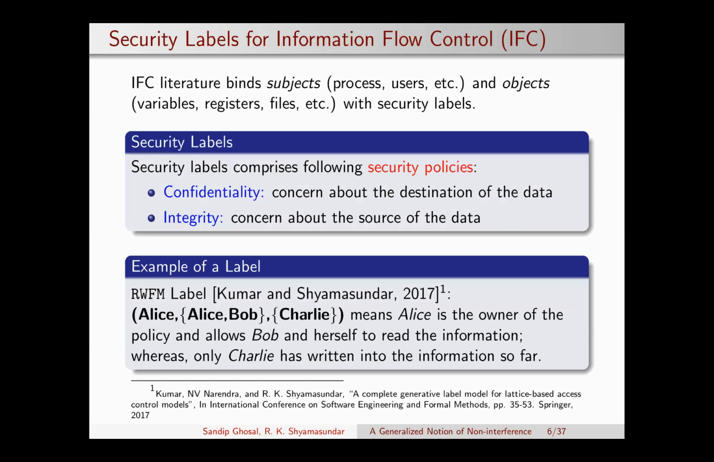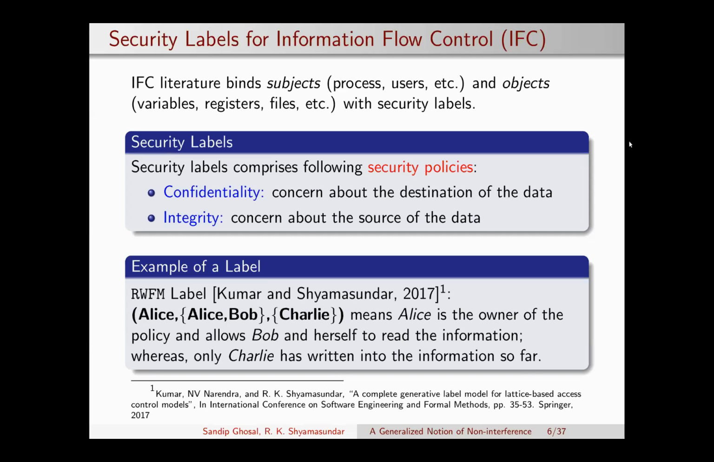The solution that IFC follows is a mandatory access control where a security policy is attached to subjects and objects of a program, and that security policy is followed throughout the system. Security policies are also called security labels or security classes. Security labels comprise the two following parts: confidentiality policy and integrity policy. Confidentiality policies basically answer questions like who can read my information, and integrity policies answer questions like who has written into this information. There are several security models, for example, decentralized label model, disjunction category model, reader writer flow model.